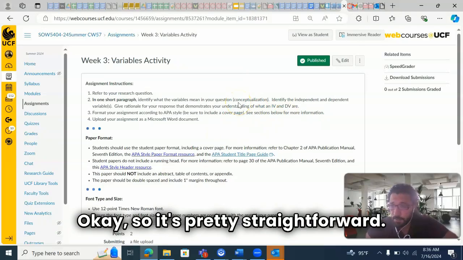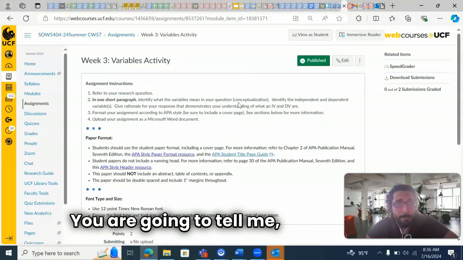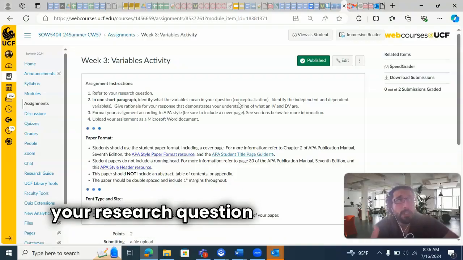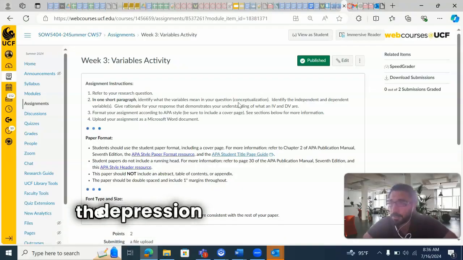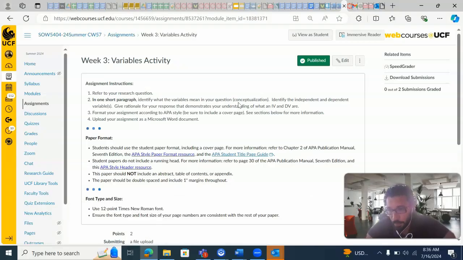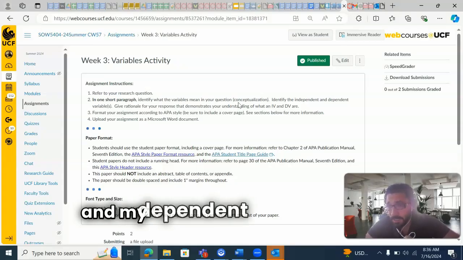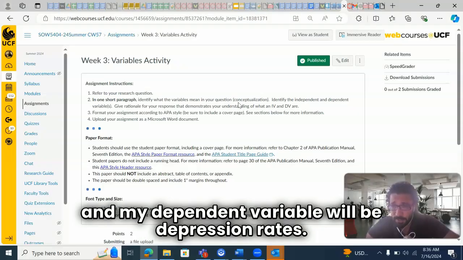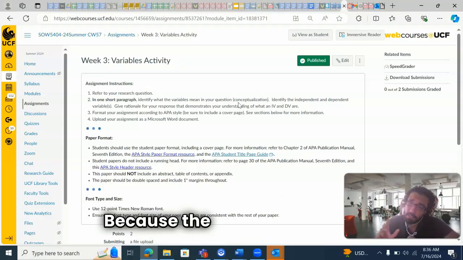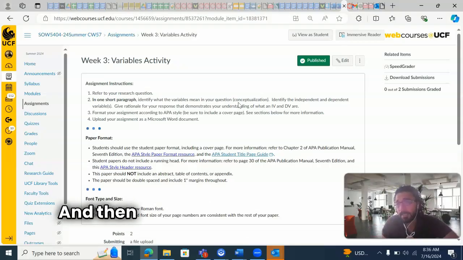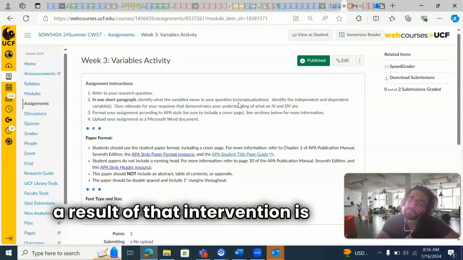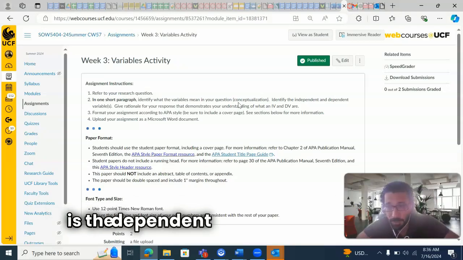So it's pretty straightforward, it's pretty simple. You're going to tell me, for example, your research question is: is CBT effective in reducing the depression rates among African American people? My independent variable will be CBT in this case, and my dependent variable will be depression rates, right? Because the one that is going to make the impact is CBT, it's the intervention, and the one that's going to change as a result of that intervention is depression rates, which is the dependent variable in this case.